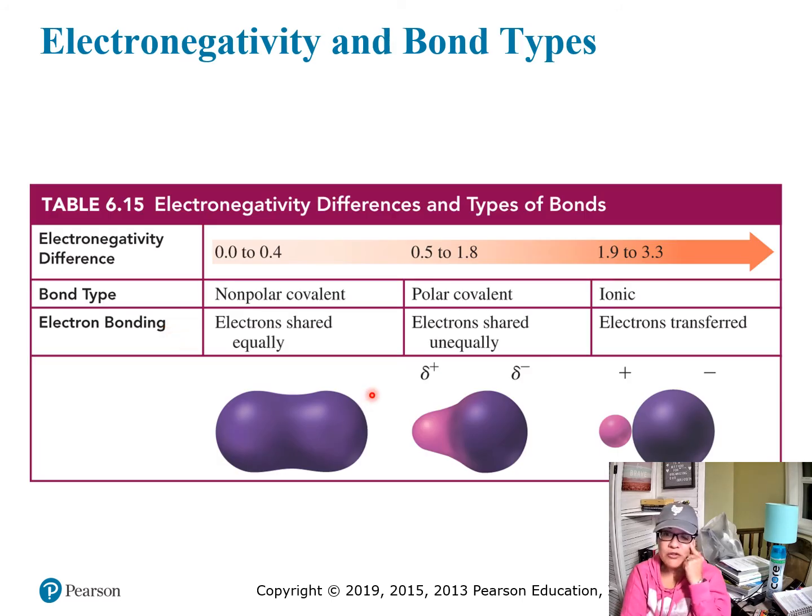Here's another way to visualize that. If the difference is 0 to 0.4, you can see they're pretty evenly shared, nonpolar covalent. If it's 0.5 to 1.8, pretty big difference. It's pulling over this side more, so it's more negative. It's hogging the electrons. That's polar covalent. And then if it's really hogging the electrons, give and take, then it's ionic.